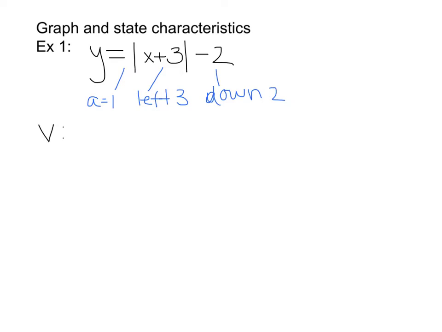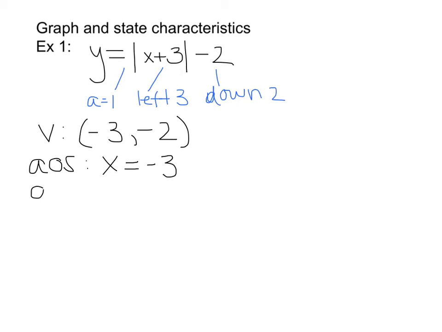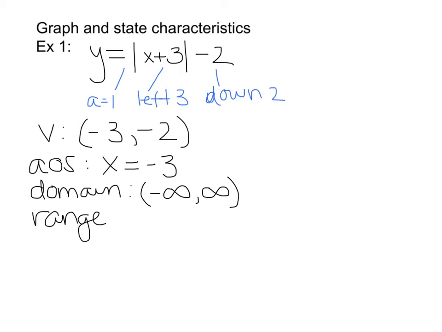So the vertex, if it was shifted to the left 3 and then down 2, the vertex is -3, -2. My axis of symmetry, x equals the h part of your vertex, the x part of your vertex, so x equals -3. The domain, again, since those arrows are never going to stop growing, it's going to be -infinity to +infinity. Our range, A is positive, so that's a good thing. K is -2, so it's -2 to infinity.